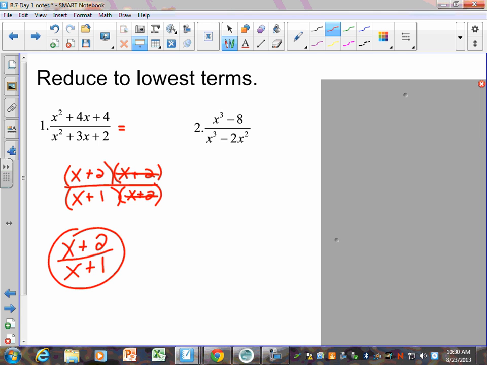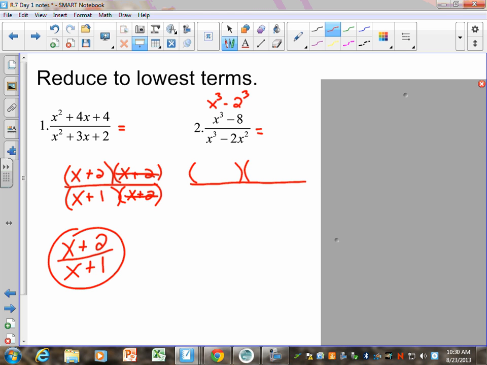This one, again, what we just took a quiz over is coming back. We want to factor the top and factor the bottom. The top is a perfect cube, right? You could rewrite this as x cubed minus 2 cubed. And so again, those formulas are still going to be useful for us.